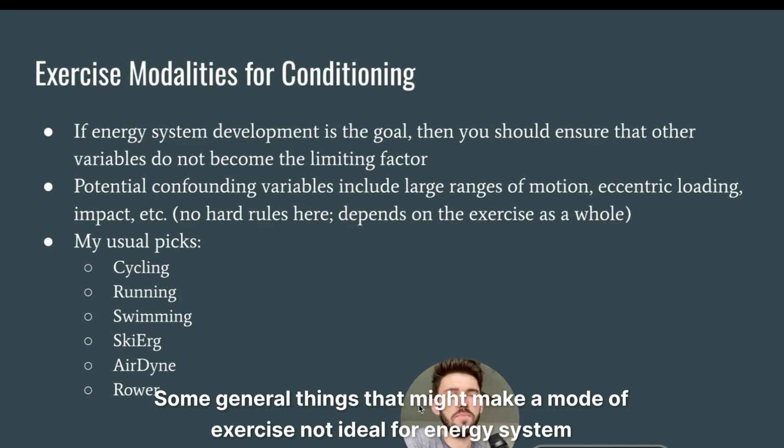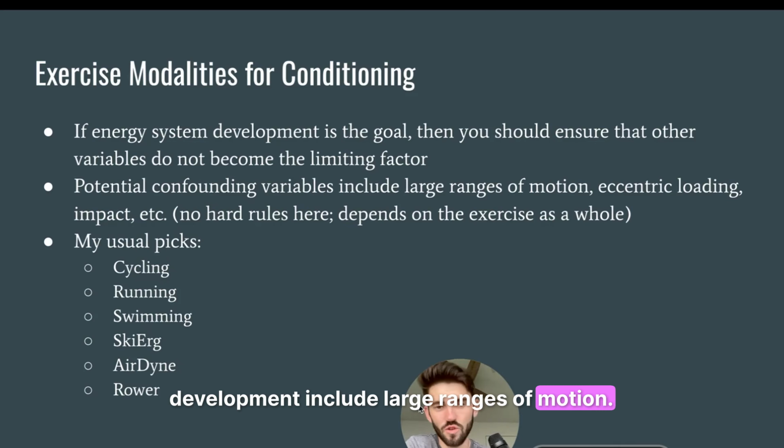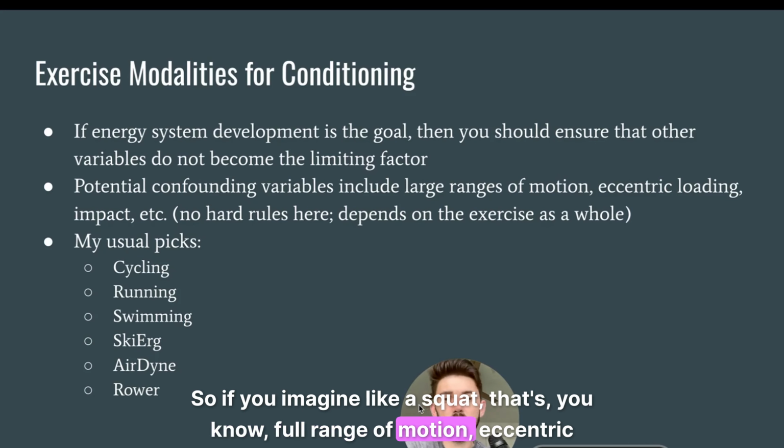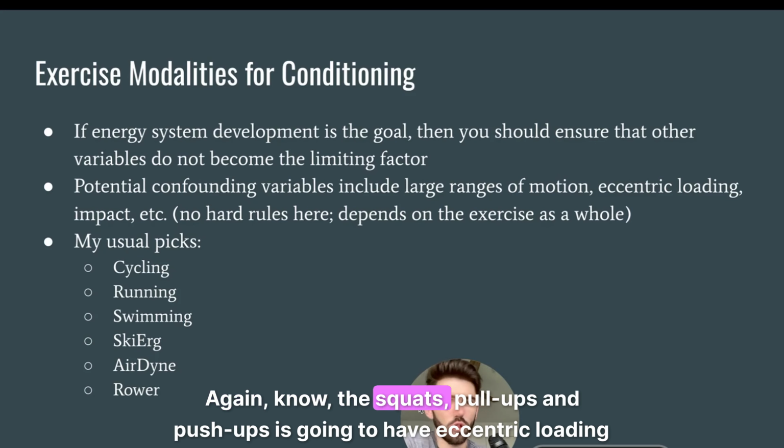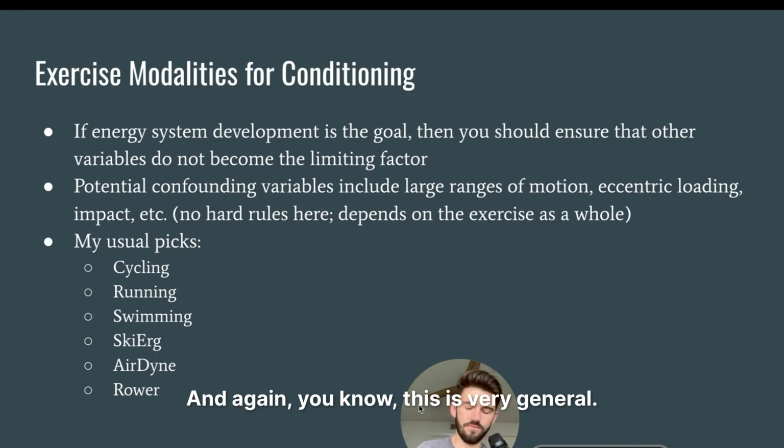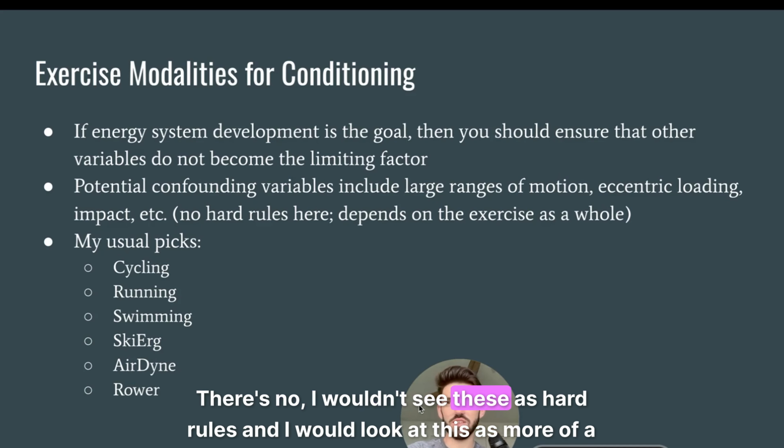Some general things that might make a mode of exercise not ideal for energy system development include large ranges of motion. So if you imagine a squat, that's full range of motion. Eccentric loading, again, the squats, pull-ups, and push-ups are going to have eccentric loading, and impact. And again, this is very general. I wouldn't see these as hard rules, and I would look at this as more of a spectrum.